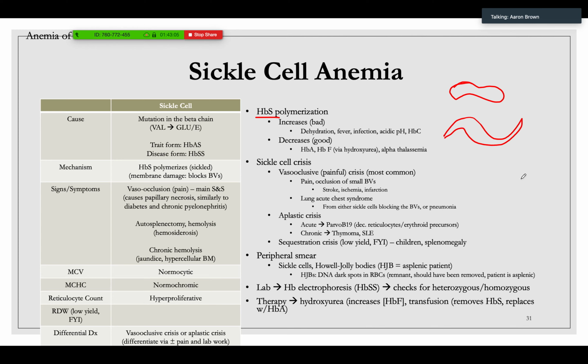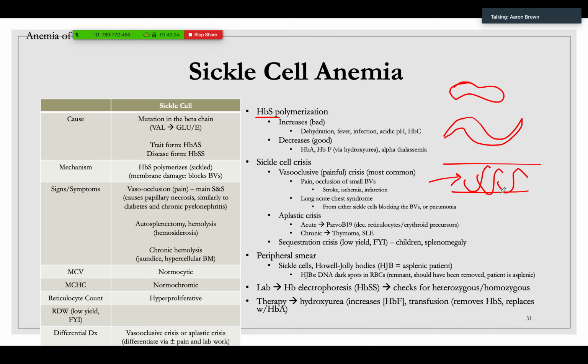Okay? Sickle shapes are not going to be able to move through our vessels easily. They're going to essentially accumulate and then ultimately obstruct the vessel so that nothing can pass through. Okay, they're going to completely, almost like clotting up that vessel, and so this is what's going to cause all your patients' problems.